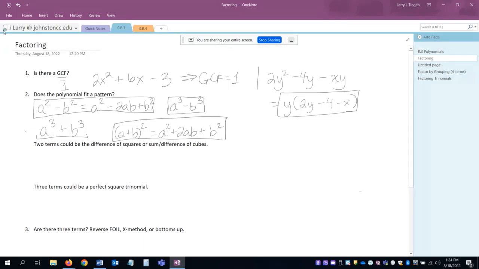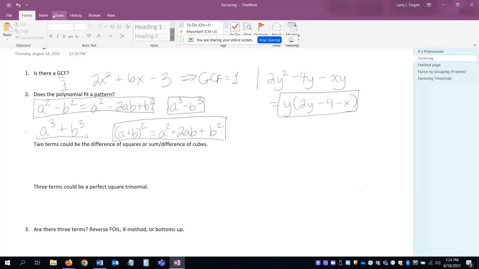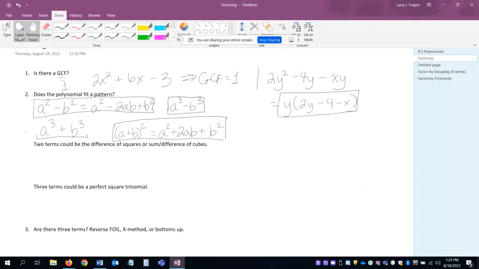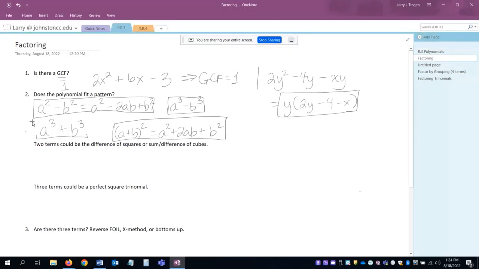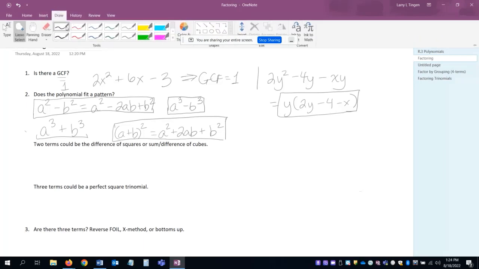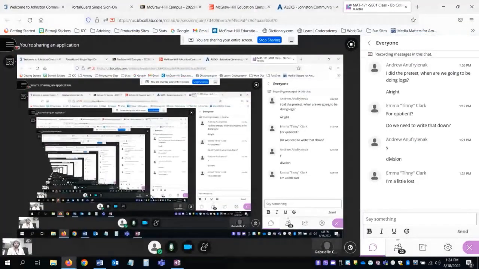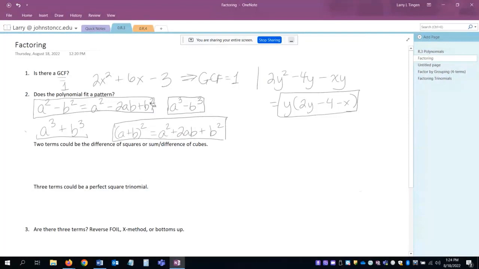It's going to let me pull. There we go. No, that's a bad idea. All right, so there. But you get the idea. I could be looking at the difference of cubes. I could be looking at a perfect square trinomial. Oh, I'm sorry, Emma, what's up? Here, let me fix that.